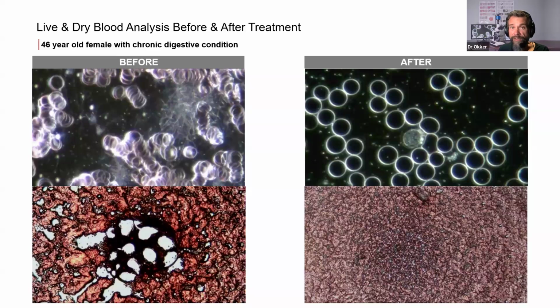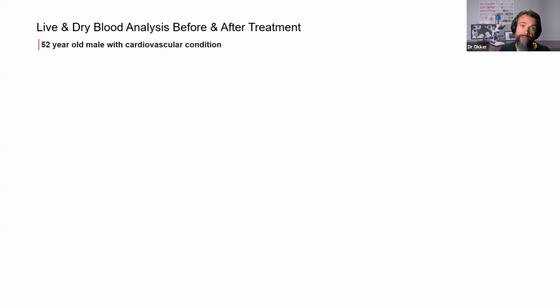We can see the changes taking place on the right-hand side there. Really encouraging for clients to see this. They can actually see that things are shifting, and it really reinforces what we've told them in terms of dietary and lifestyle changes.